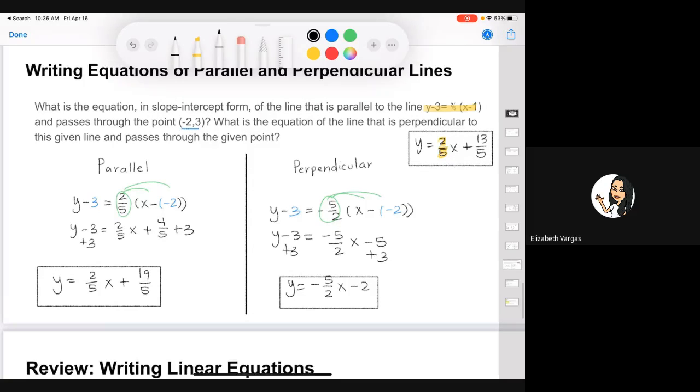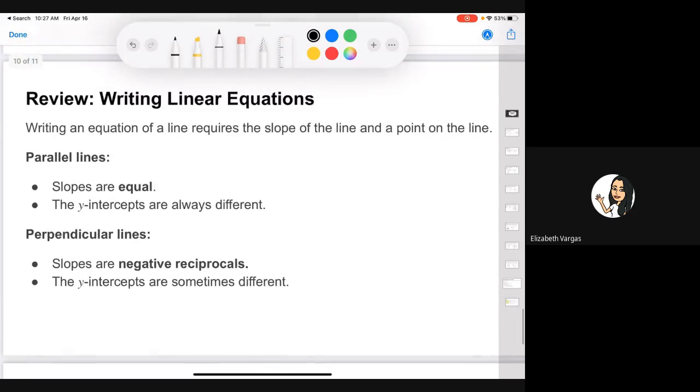Okay. Any questions still about how to find the slope or the equation for a line which is parallel and a line which is perpendicular? Okay. So today we were able to write an equation of a line, which requires, whenever we write an equation for a line, the slope of the line and a point on the line. Parallel lines have equal slopes and the y-intercept may be different. Perpendicular lines have slopes which are negative reciprocals, and then the y-intercepts are sometimes different.